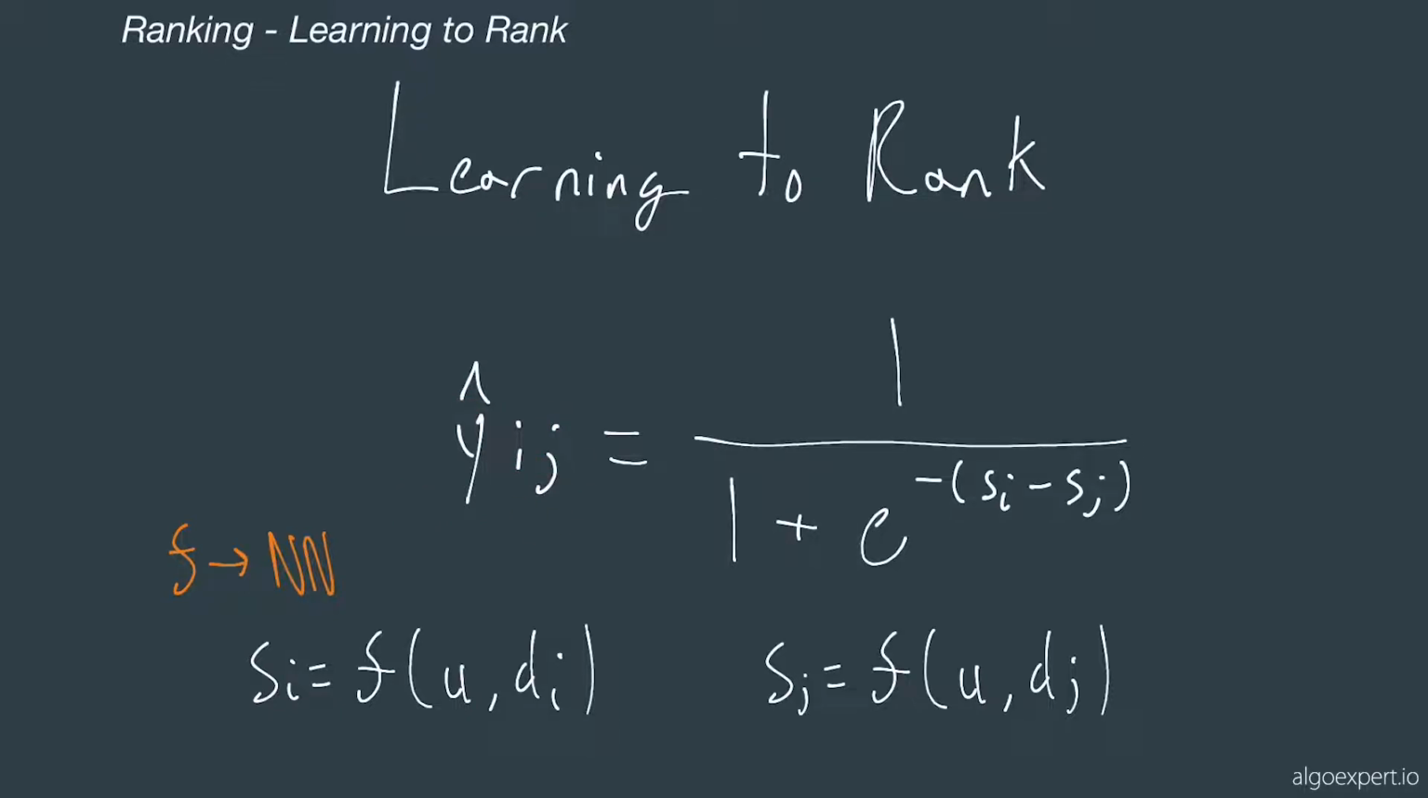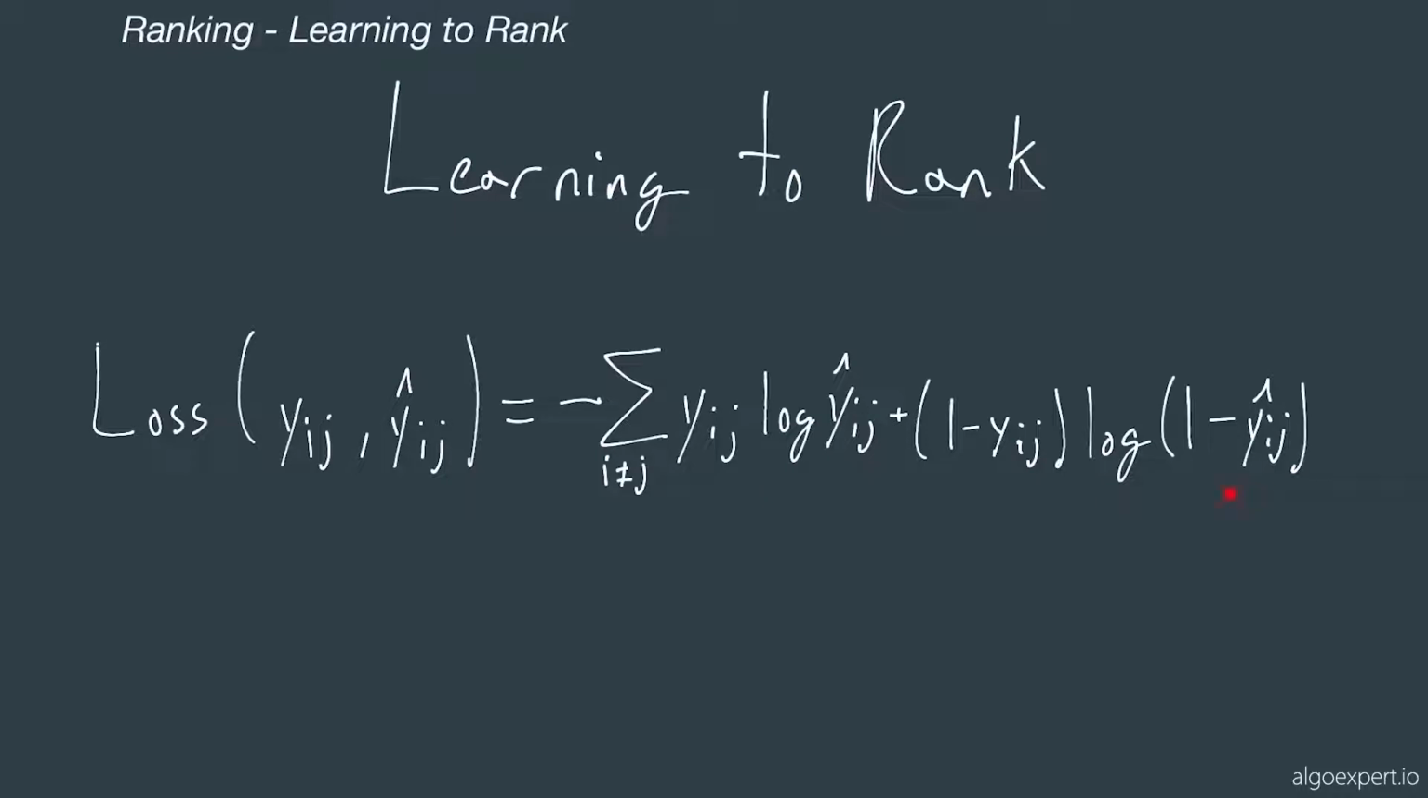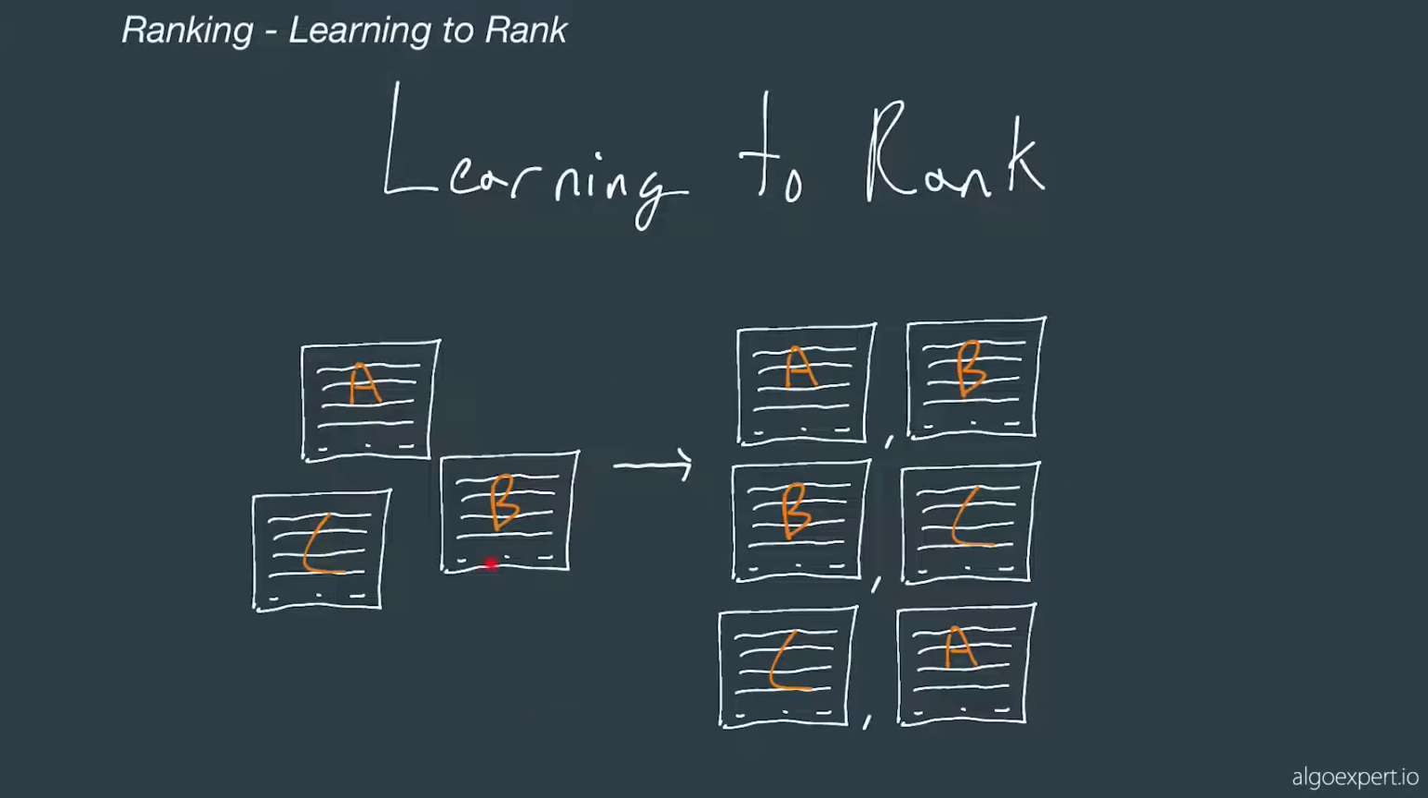So now let's look at the loss function. The loss is the same exact loss that we had before, which is the negative log loss, and we're also going to be using gradient descent to minimize this loss. Let's look at an example. Let's say that we have these documents A, B, C. The first step is to generate all unique pairs of these documents, because remember our loss function takes into account the probability that document i outranks document j. So here we have to represent all ij pairs.